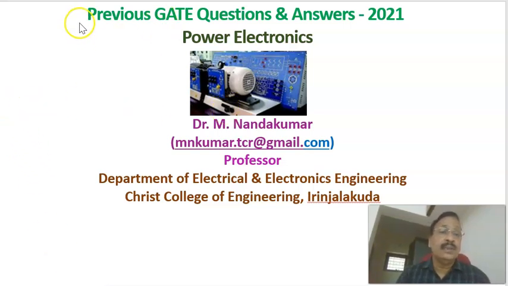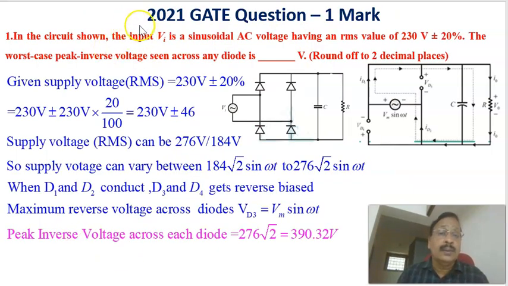In this presentation, I'm going to explain previous GATE questions and answers for the year 2021. The topic covered is power electronics. Now let us see the first problem, a 2021 GATE question that carries 1 mark.